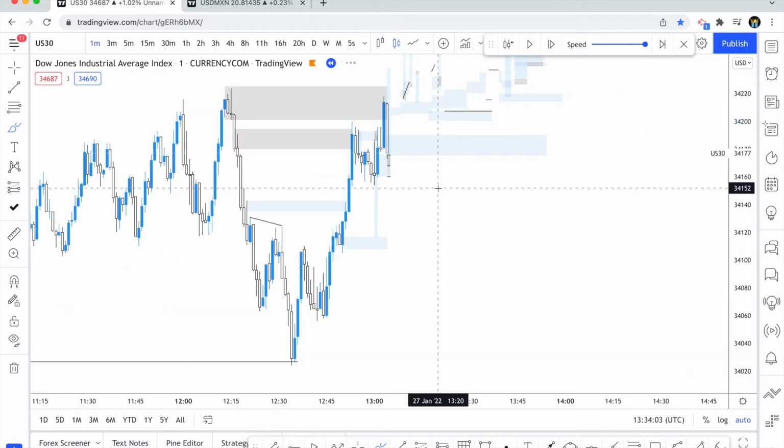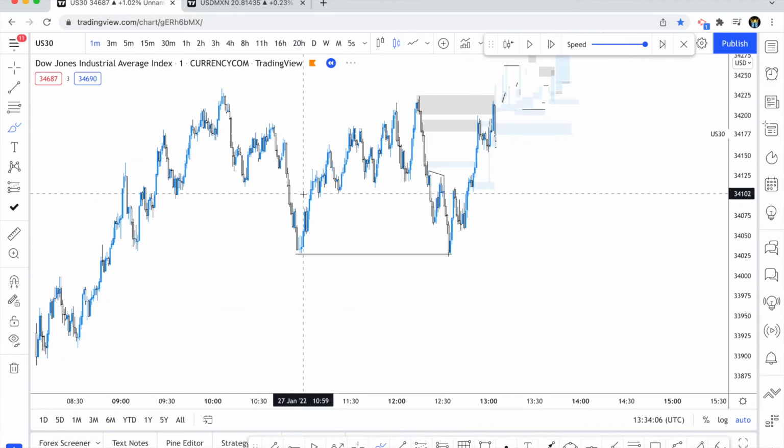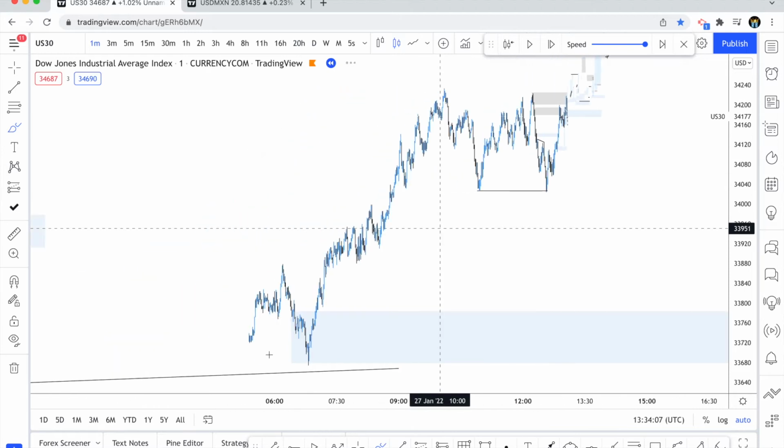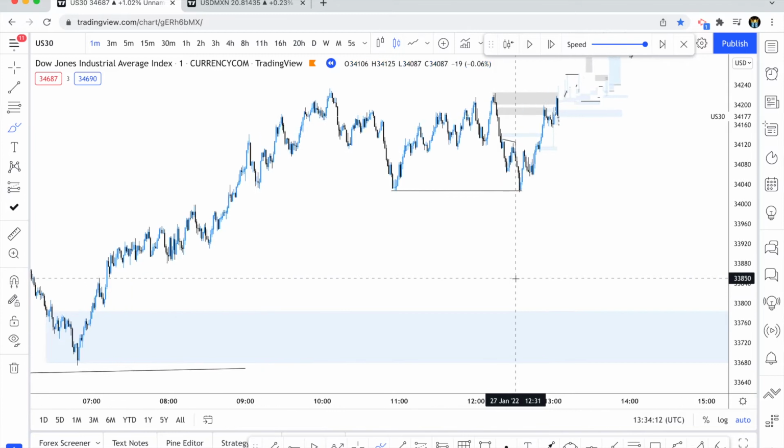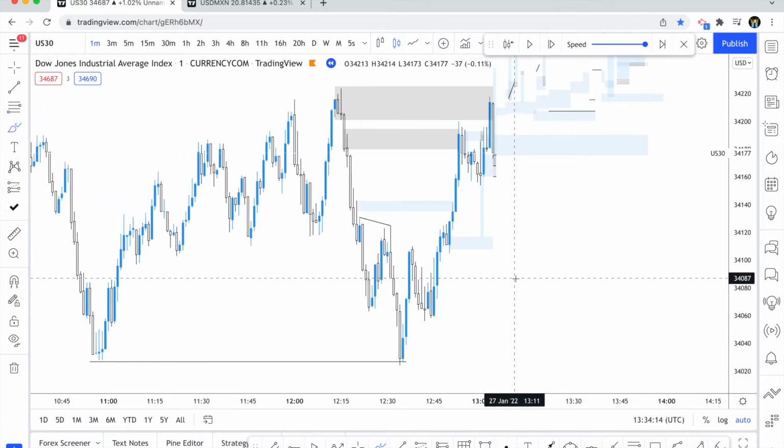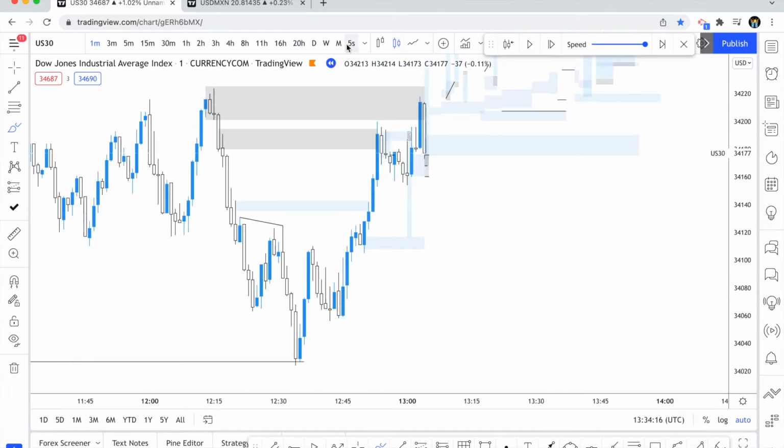Okay, so we were here on the 5 minute again, and then we dropped down to the 1 minute. We understood again that price is in fact bullish. We're looking for buys only. So we went down to the lower time frame, to the 5 seconds.